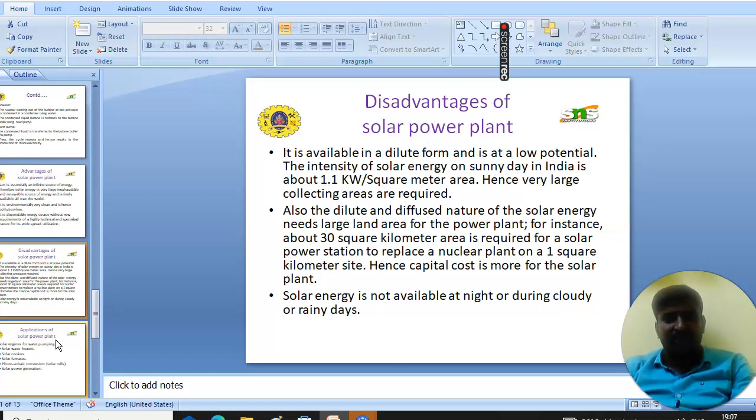For instance, about 80 square kilometer area is required for a solar power station to replace a nuclear plant on a 1 square kilometer site. Hence, the capital cost is more for the solar power plant. Solar energy is not available at night or during cloudy or rainy days.